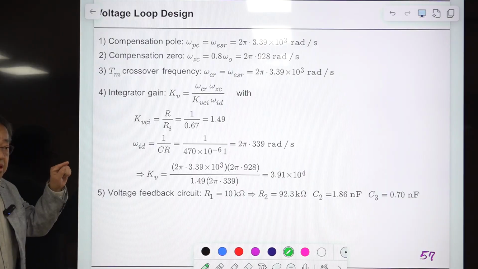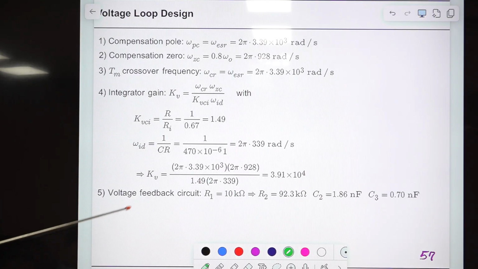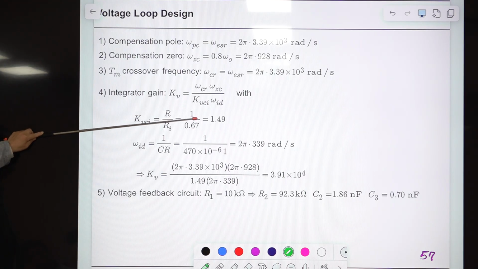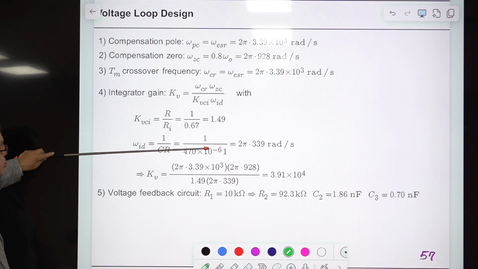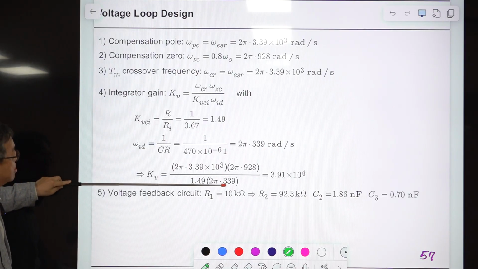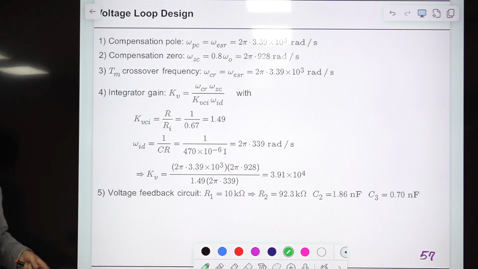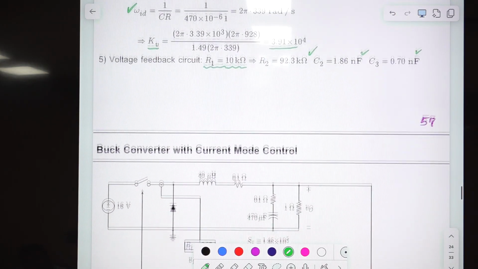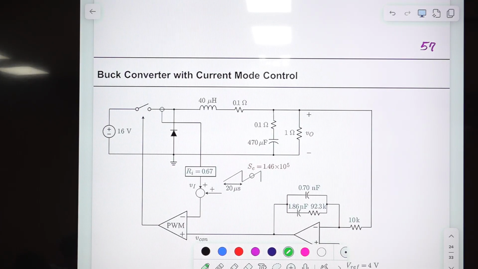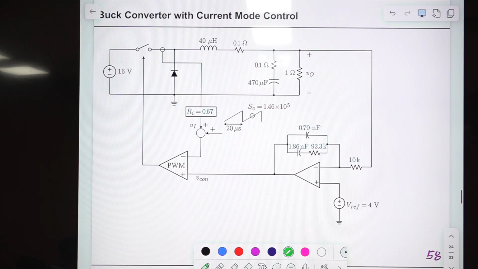It was 0.321. I selected 1 and calculated this, and these values are from the power stage parameters, so everything is determined. Then KV is determined, and these corner frequencies, omega PC and omega GC, are all determined. Then arbitrarily select R1 as your 10K ohm, and this will provide this and this. So this is the final design of your converter.